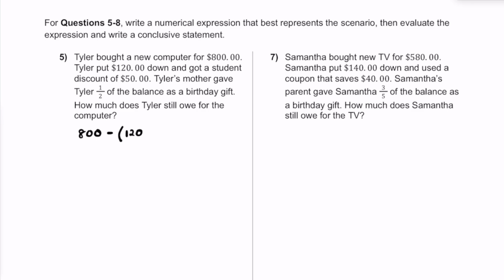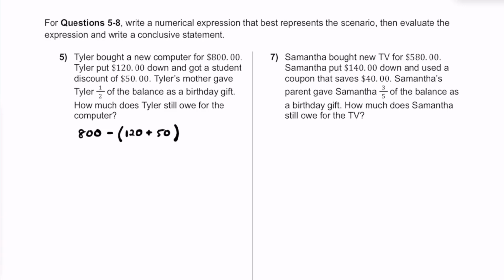Let's add the two things that he paid right away. Well, he paid the $120 as a down payment. And then he also technically paid the $50 because he's going to get that as a discount. So in parentheses here, these are the two things that he doesn't have to pay for anymore because he's already paying for it or he got the discount.